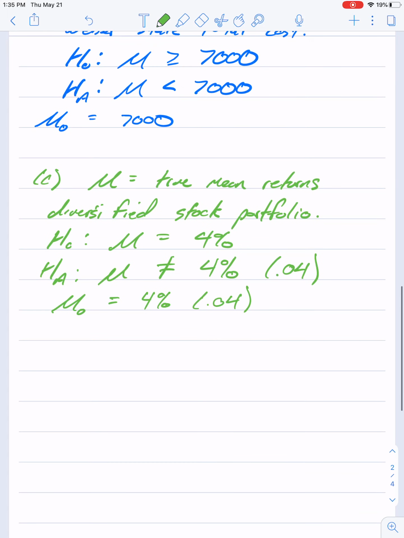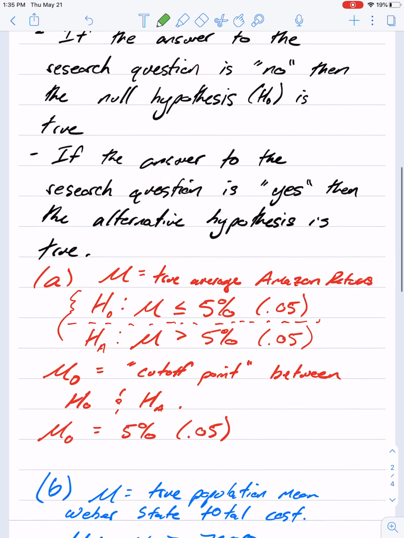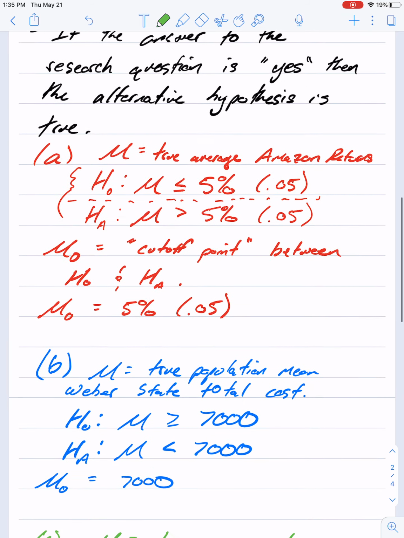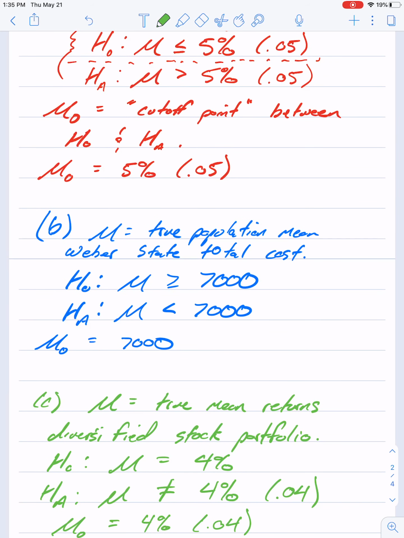The last case is if you get a different than question or something like that, then the null is that they will be equal, and the alternative is that they will be not equal. So notice, again, even in that case, the null hypothesis always has equality. So those are the 3 cases for setting up hypotheses. 3 different types of research questions associated with these 3 different types of setting up the hypotheses. All right? So I'll share these notes with you along with the video, and I'll see you guys next time.